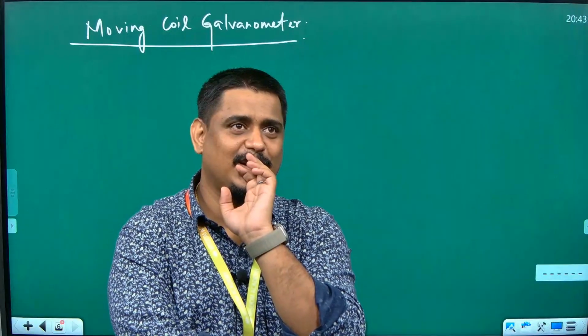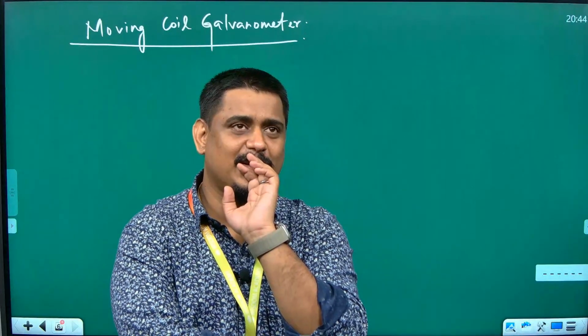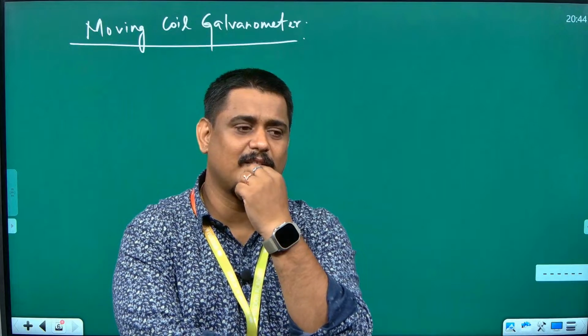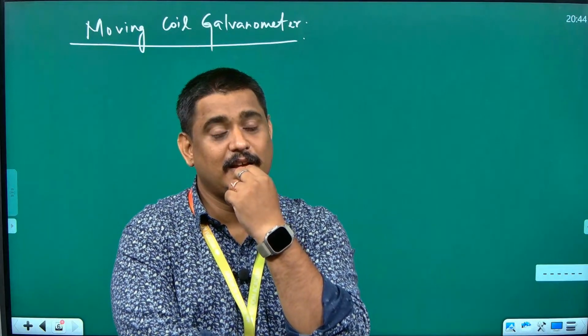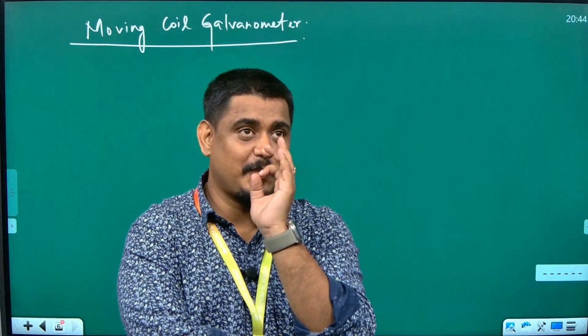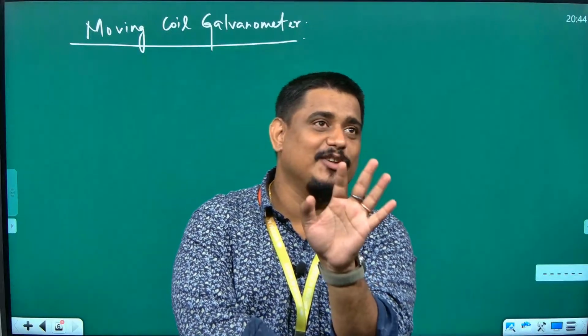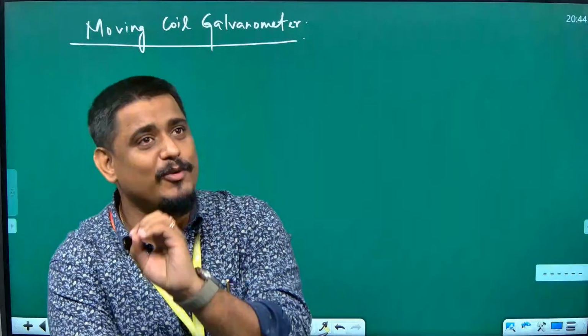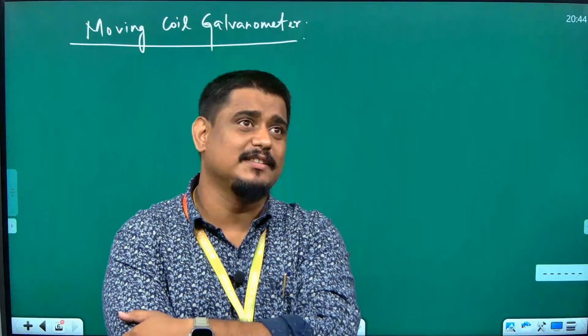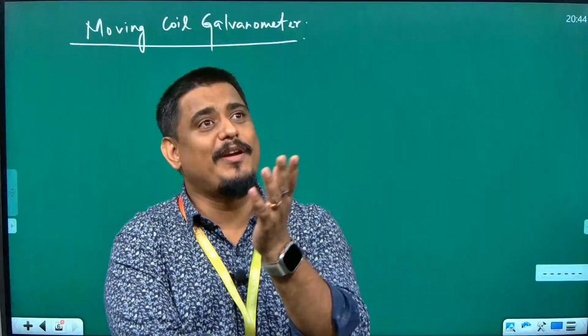Sir, it is to measure the deflection produced by current in a magnetic field, sir. So you are thinking that if we keep a chalk, it will show deflection. Okay, wait, control. So you are thinking that a galvanometer can be used only if a magnetic field is there. We have so many galvanometers in the market.